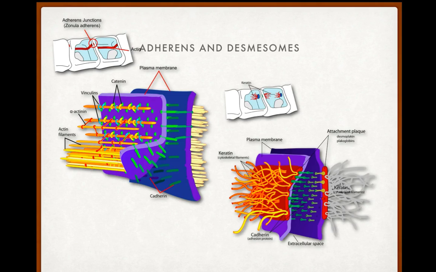Hemidesmosomes are a specific type of this junction. They bind epithelial cells to the basal lamina, but they work in the same way as adherens junctions and desmosomes, which is good. If we didn't have those, our skin would be slipping everywhere, and that's just kind of gross.